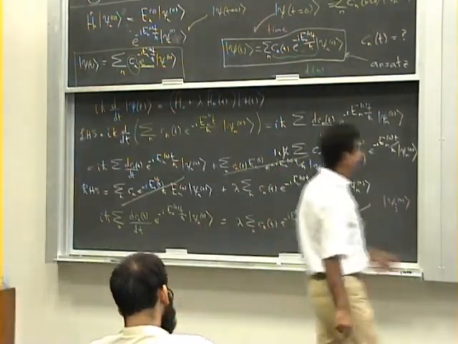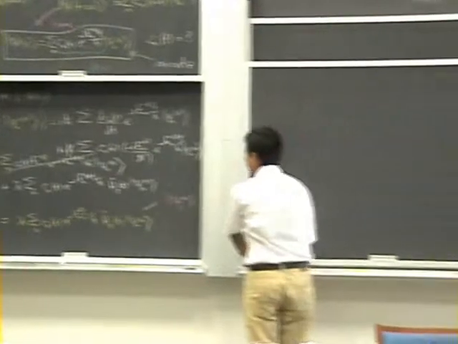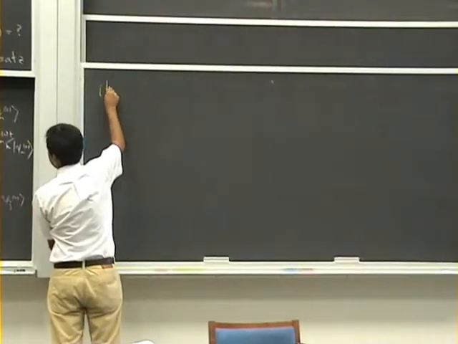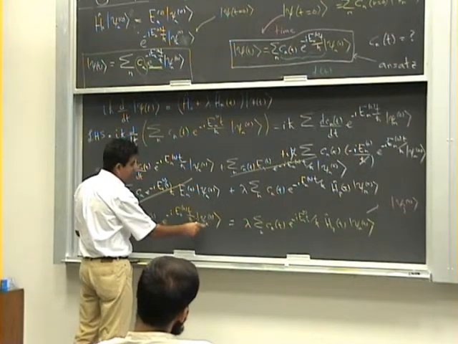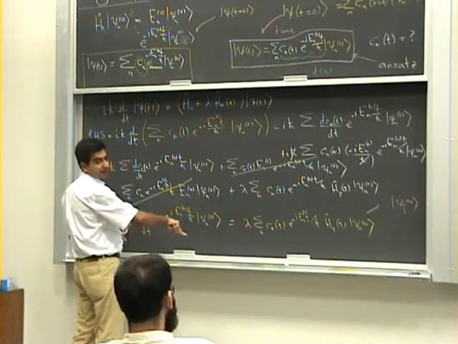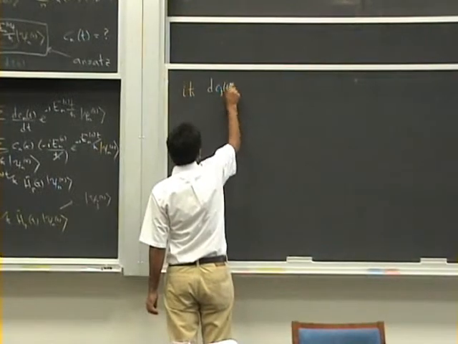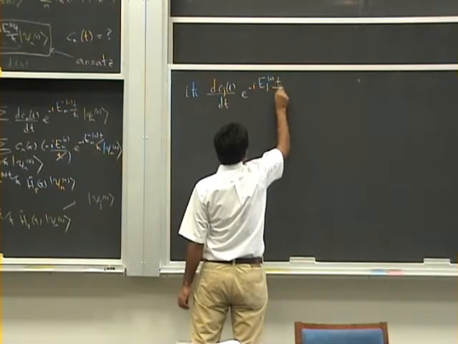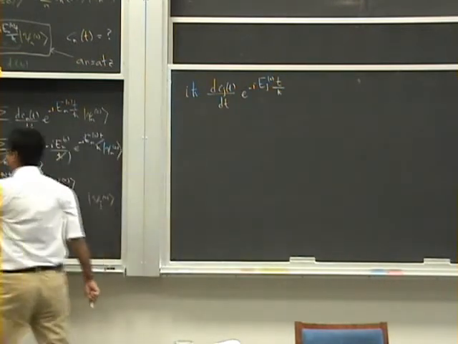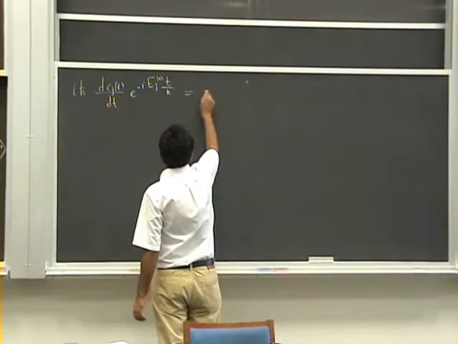So if I project all of this equation on psi j naught, I will get iota h bar. Now this summation will go away because I'm projecting the state on psi j naught, so I'm just picking up the value of n which is equal to j. I will get iota h bar dc_j dt, e to the minus iota E_j naught t over h bar, right? The inner product of course is 1 when n equals j.